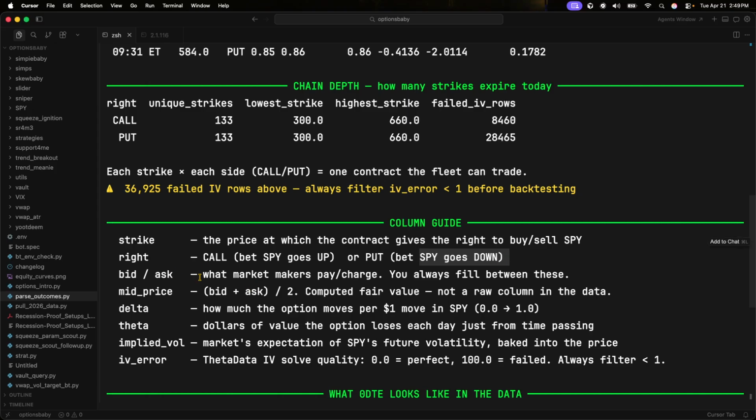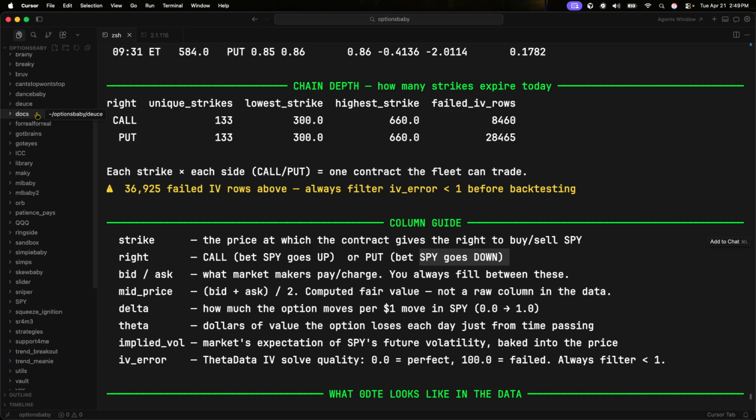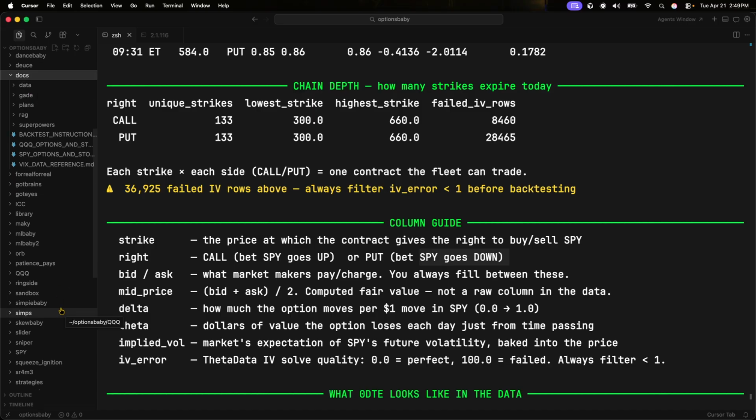We already talked about our bid, our ask price and our mid price. We already talked about delta and theta. Implied volatility is the market's expectation of SPY's future volatility, and this is what's going to be baked into the price. The IV error is just that sometimes, when it comes to the parquet files that we use for our underlying back test, there are going to be some data errors. So that's what we're seeing here.